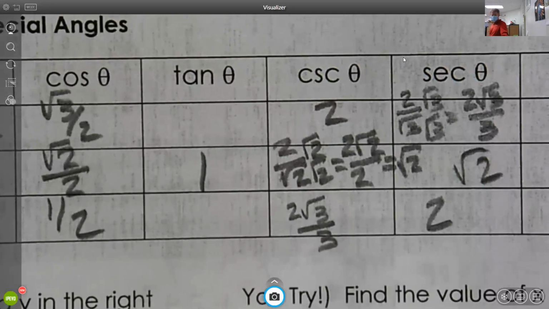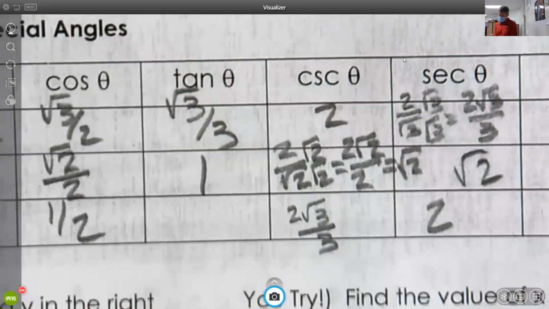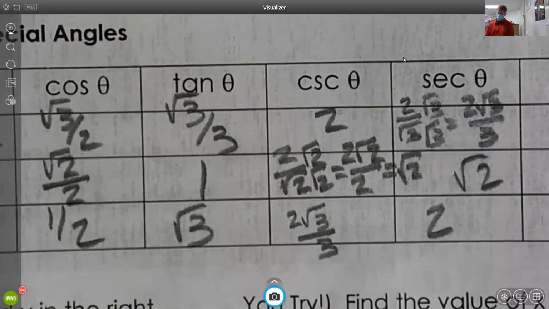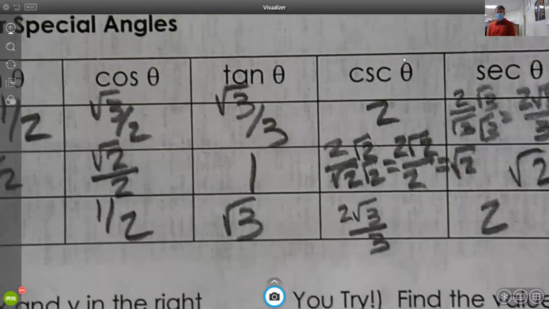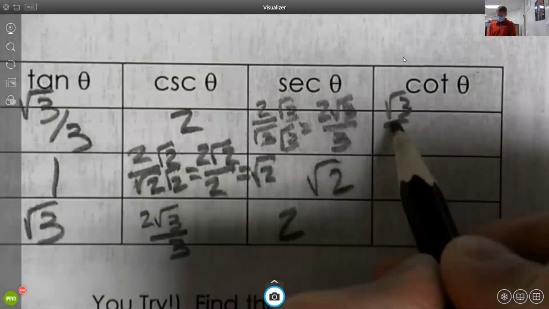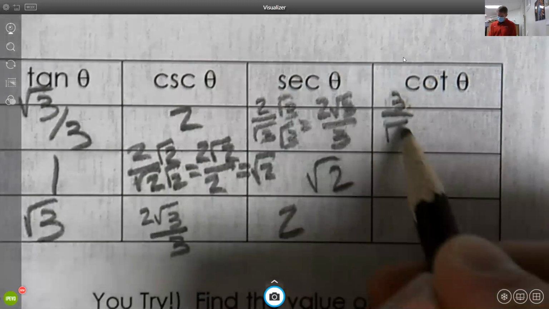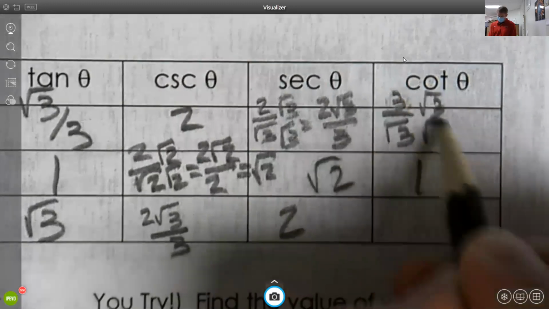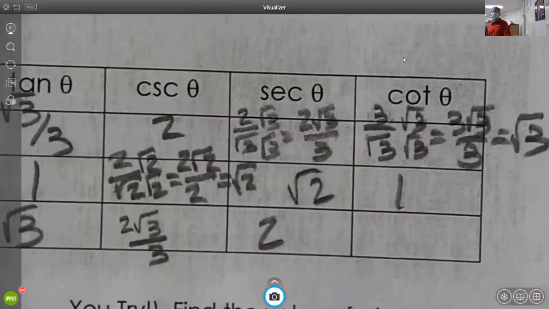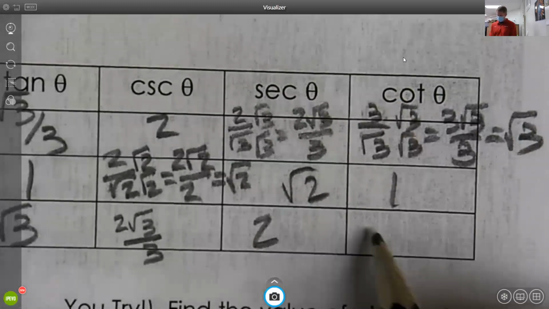Then the tangent of 30 we saw was root 3 over 3, and tangent of 60 was root 3. The reciprocal of that is 3 over root 3, and we rationalize that. That comes out to be 3 root 3 over 3, which is just root 3. Which for the same reason is going to make this root 3 over 3.